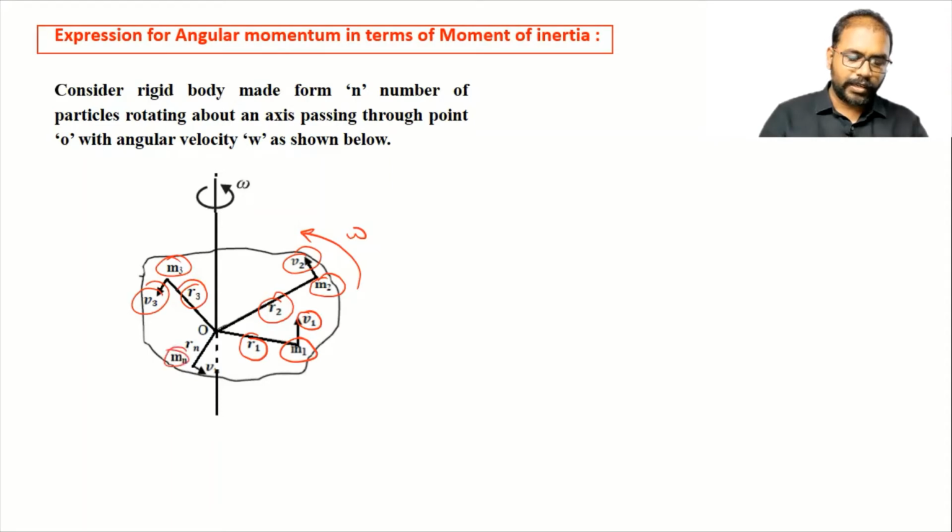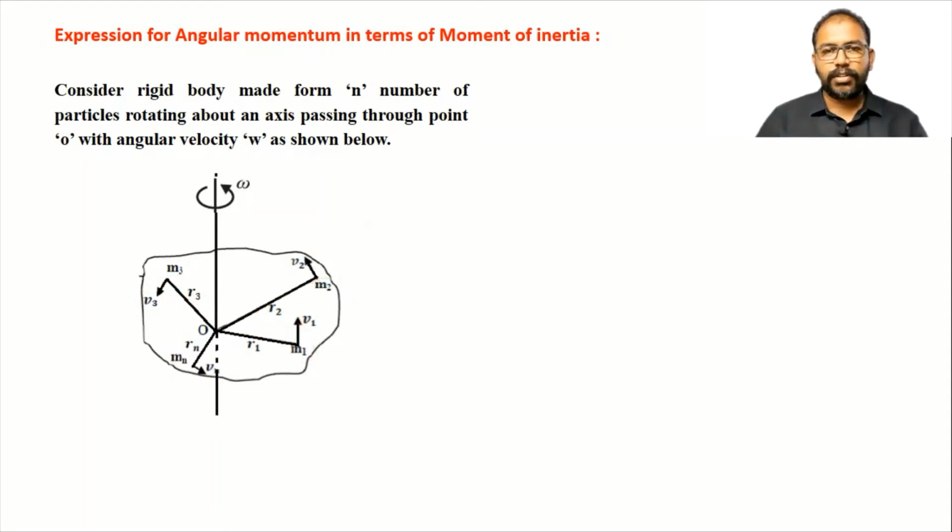So for the nth particle, you can see this diagram is similar to the previous article. The procedure of this derivation is similar to the previous one. We obtained an expression for the kinetic energy of the rotating body: we obtained the kinetic energy of the first particle, second particle, third particle, nth particle, and added all the kinetic energies to get the kinetic energy of the body. Similarly here, we obtain the angular momentum of each particle and add all the angular momenta, then we get the angular momentum of the rotating body.